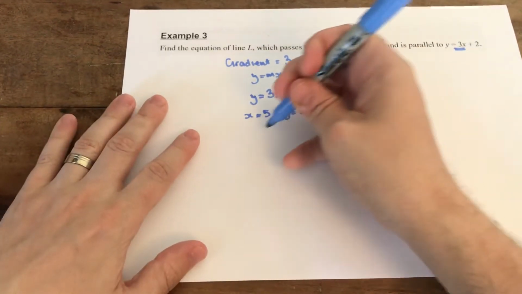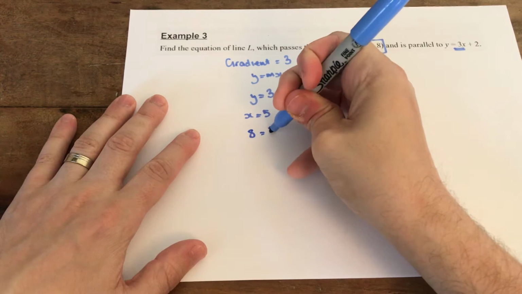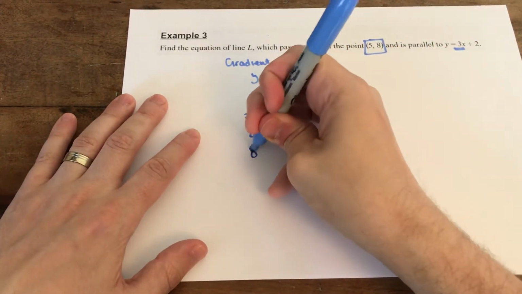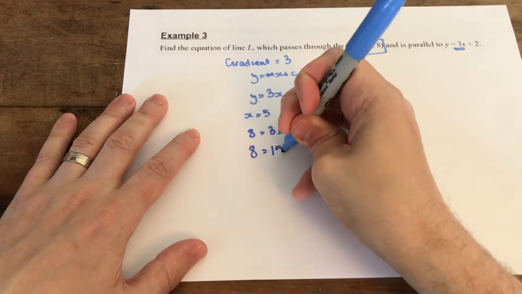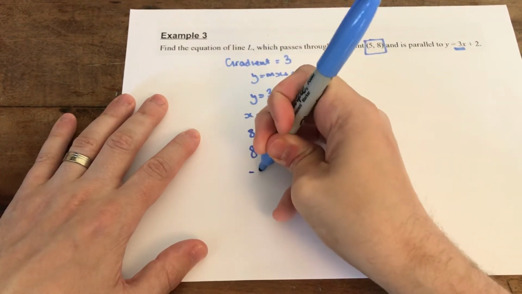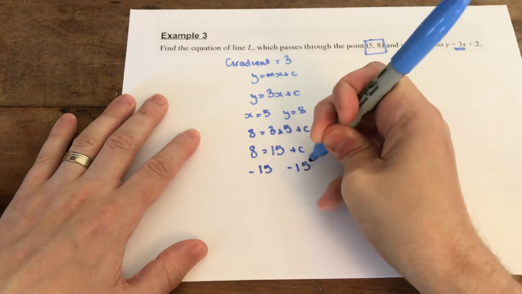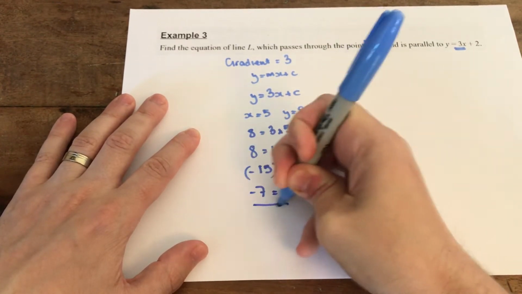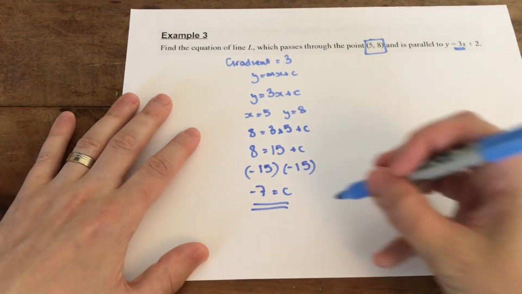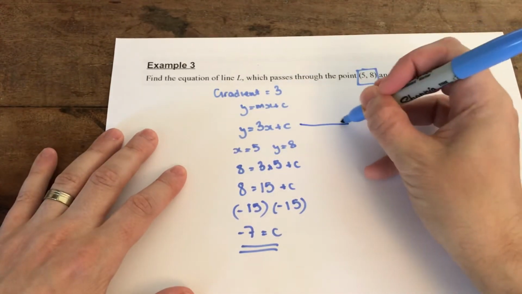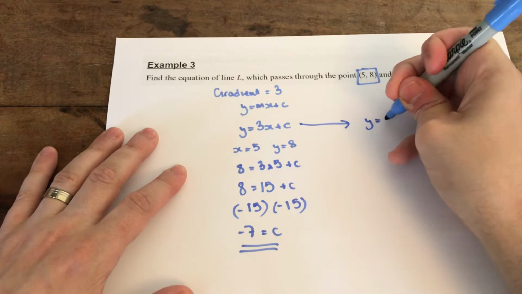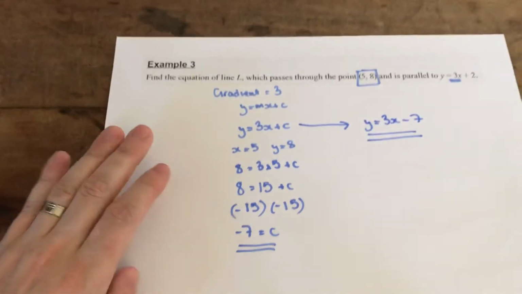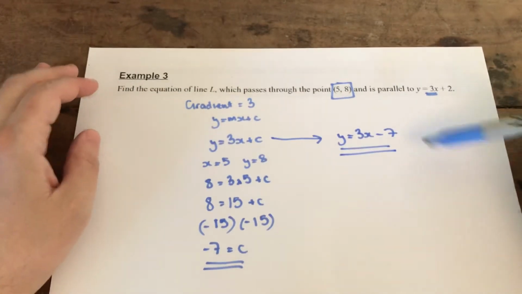So we say y equals 8, and then we go 3 times 5 plus c. 8 equals 3 times 5, which is 15, plus c, and then we take off our 15 from both sides to work out that c equals minus 7. What we then do is take that value for c and put it back into there, and that is our equation for a parallel line.